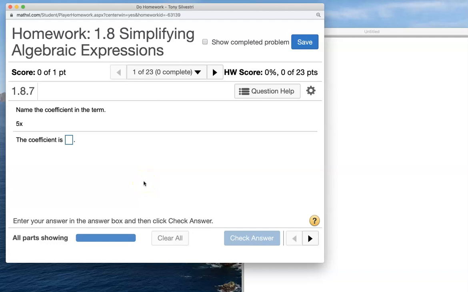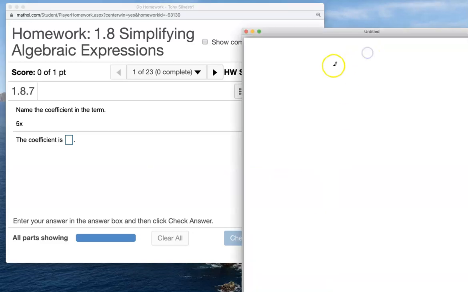Welcome to section 1.8, where we're going to simplify algebraic expressions. And the process of simplifying requires us to understand what a term is and what like terms are. Because if you can identify like terms, you can combine multiple terms into one. Now, a term is something that looks like this.